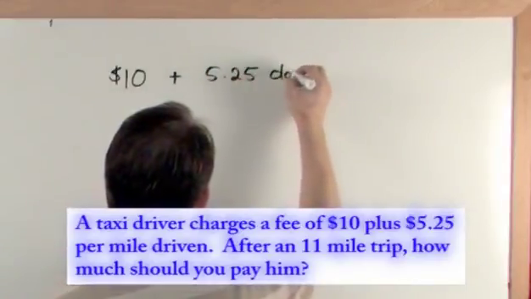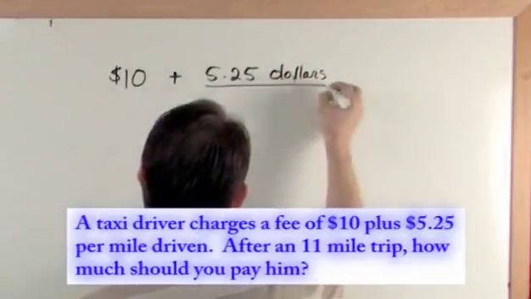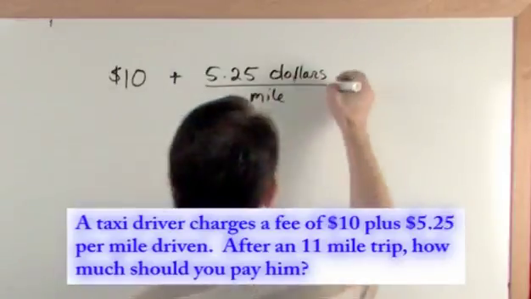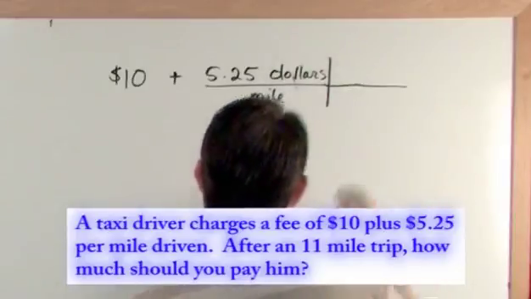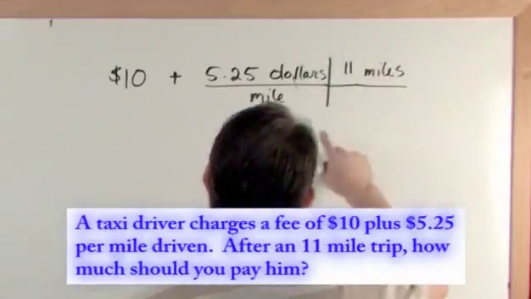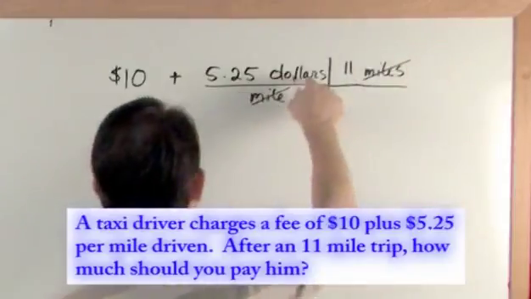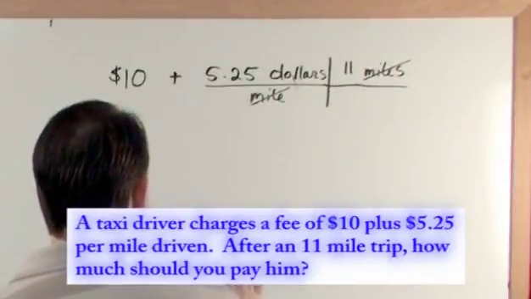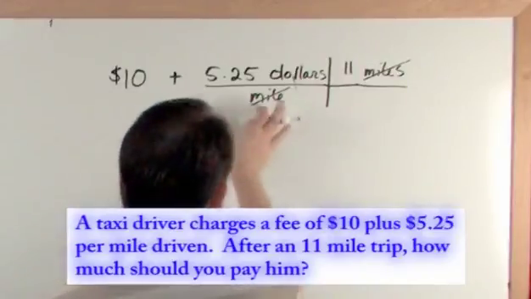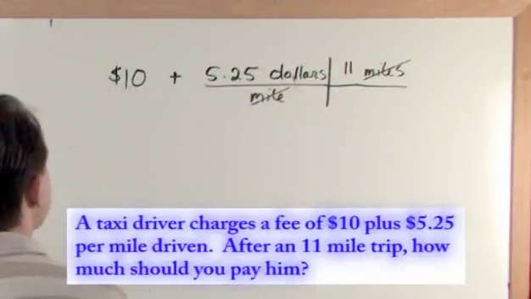$5.25 per mile. And if you're unsure whether to be multiplying or dividing here, you'll know that you should multiply by 11 miles. Okay? Because you want to multiply the things on the top, and when you do that, miles cancels with miles, so you're left with dollars. So we want to give an answer in dollars because it says how much money do you pay him. $10 plus this thing, when we multiply it, is going to give us dollars back. That's how much we're going to owe him there.